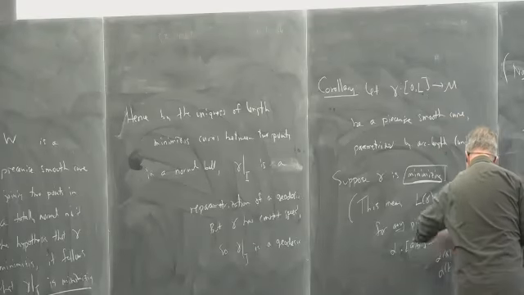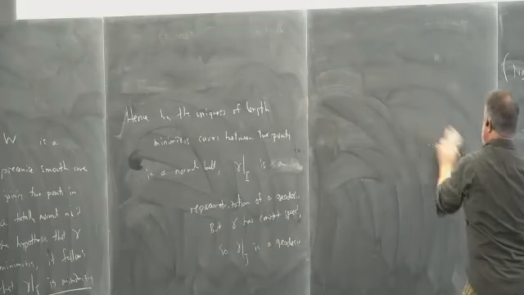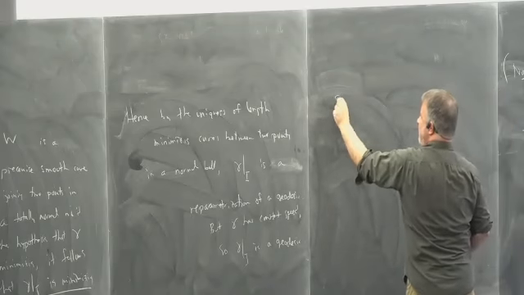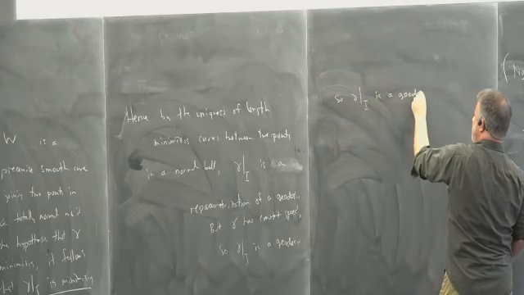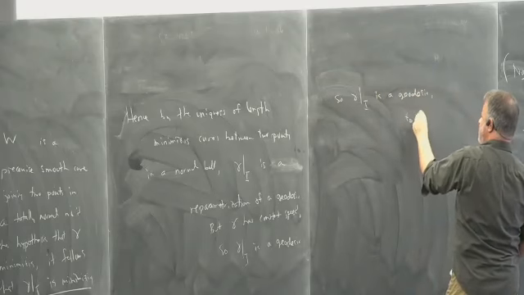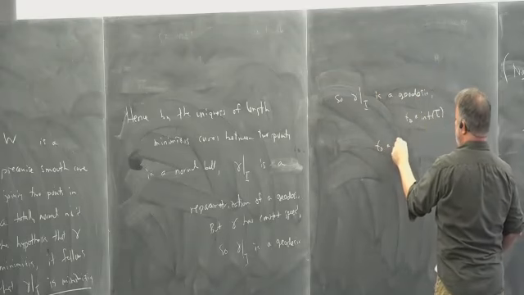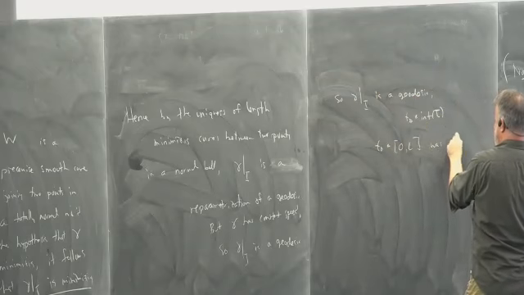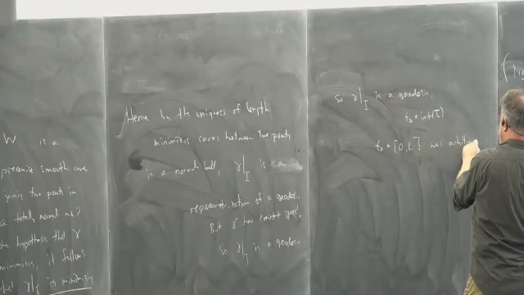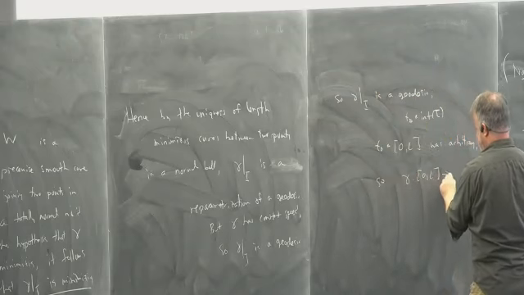And since t naught was arbitrary, gamma restricted to I is a geodesic. t naught is in the interior of I, and t naught here was arbitrary. So gamma is a geodesic.